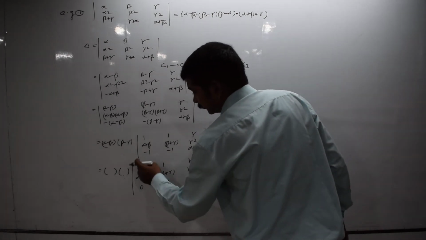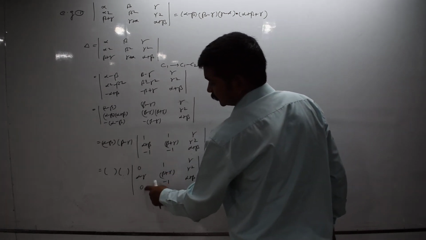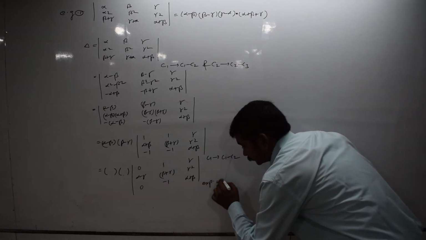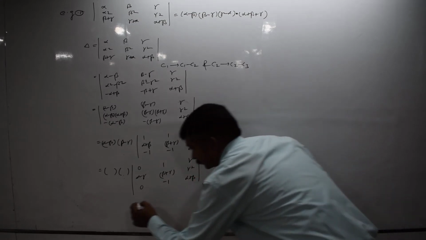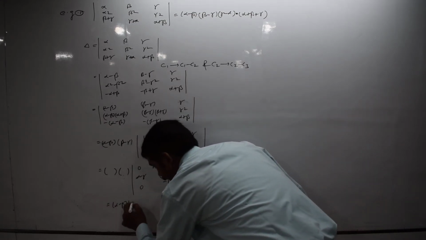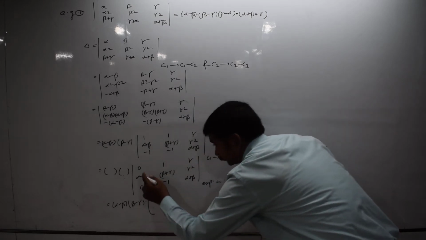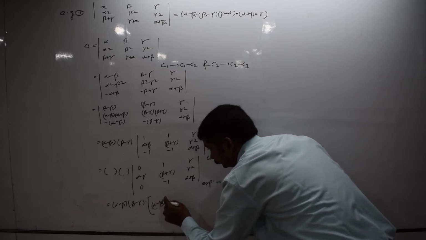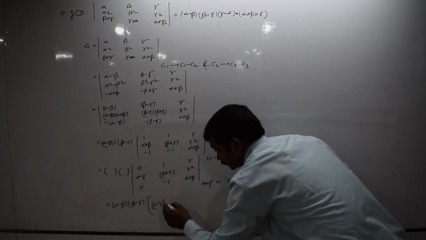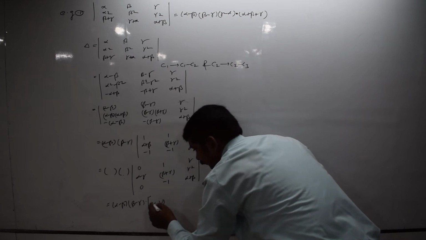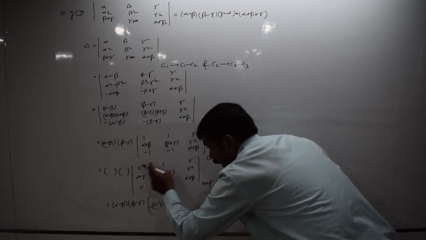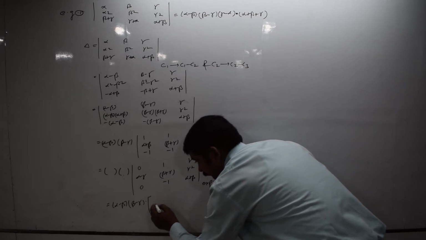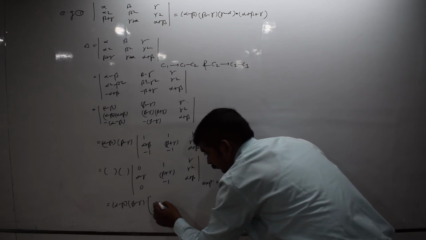After that, in this column maximum zeros are produced, so we expand with respect to C1. We get alpha minus beta, beta minus gamma, and in the next step this will be alpha minus gamma. With respect to this 0, the answer will be 0. Now write all terms with respect to 0, this will be all 0.